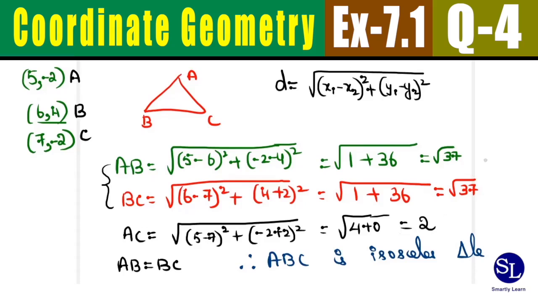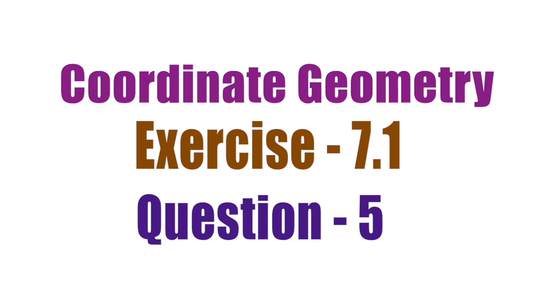Please note, we have to check all the distances just to be sure that it is not an equilateral triangle. So although in the first two attempts we got the sides equal, don't hesitate to calculate the third one too. In the next video, we will see how to solve the fifth question in exercise 7.1.